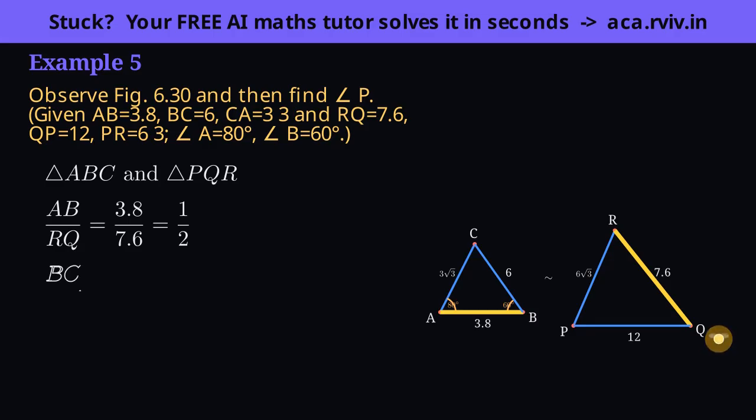Second pair, BC against QP, 6 over 12, again 1/2. Two ratios matching is encouraging, but geometry demands we check the third too. 2 out of 3 would prove nothing.